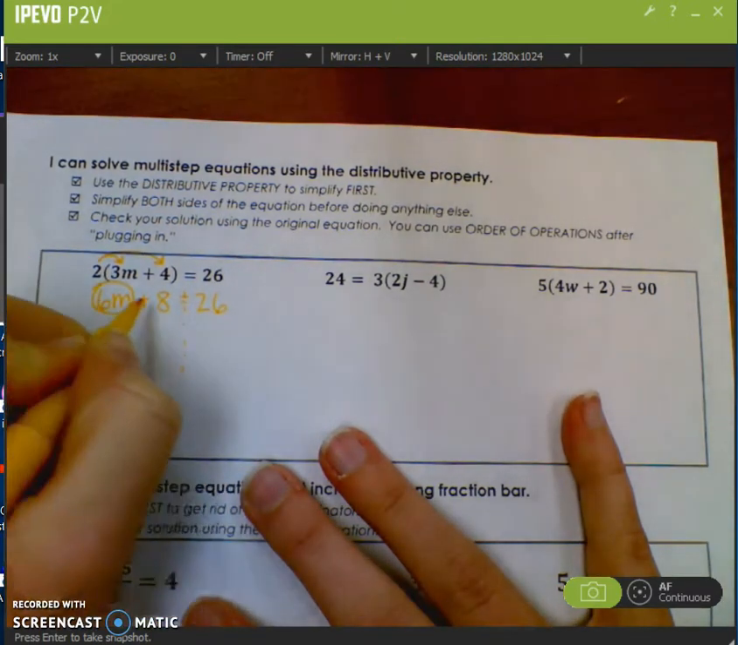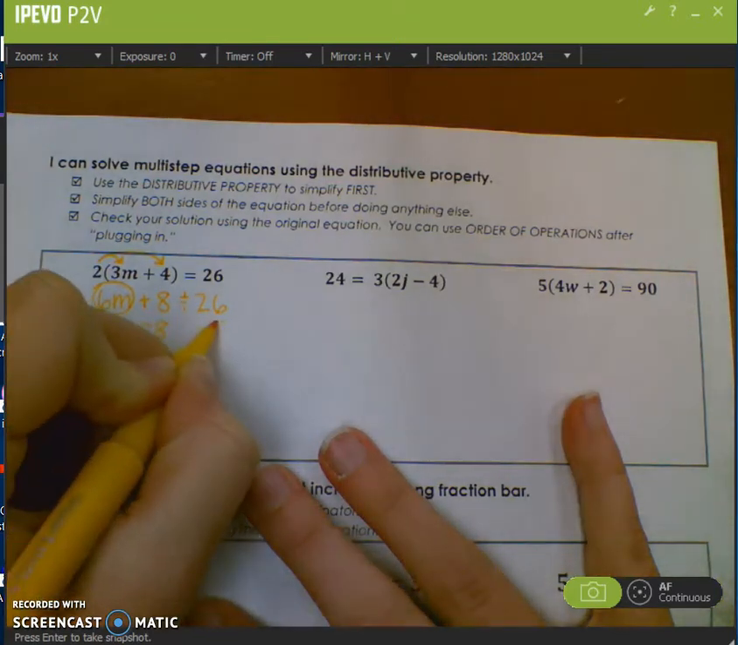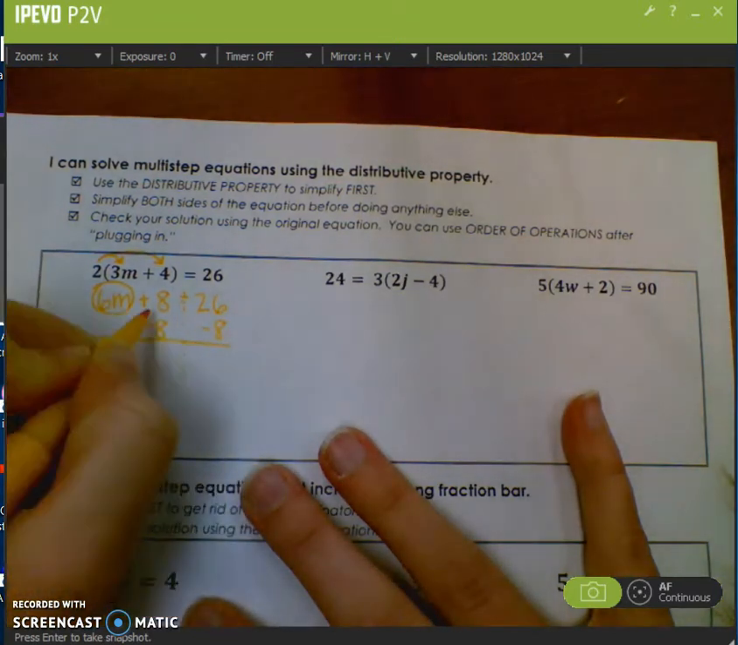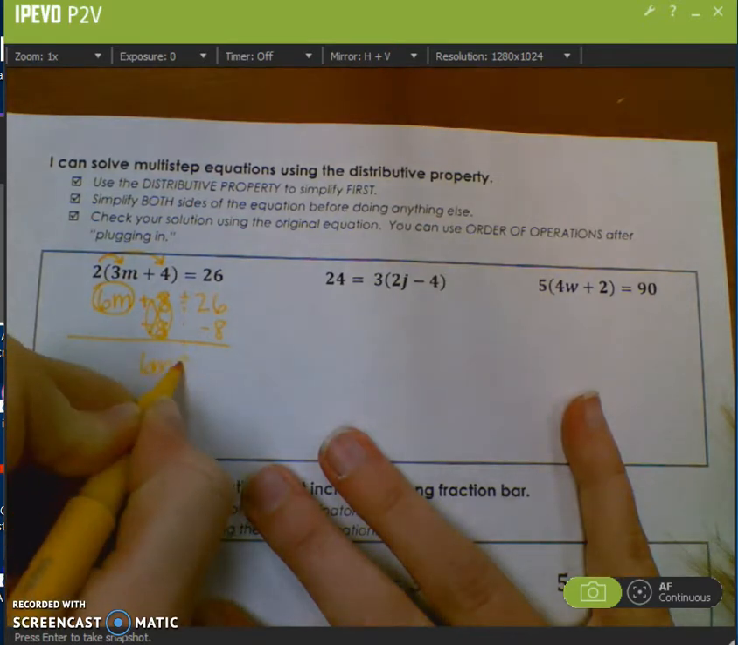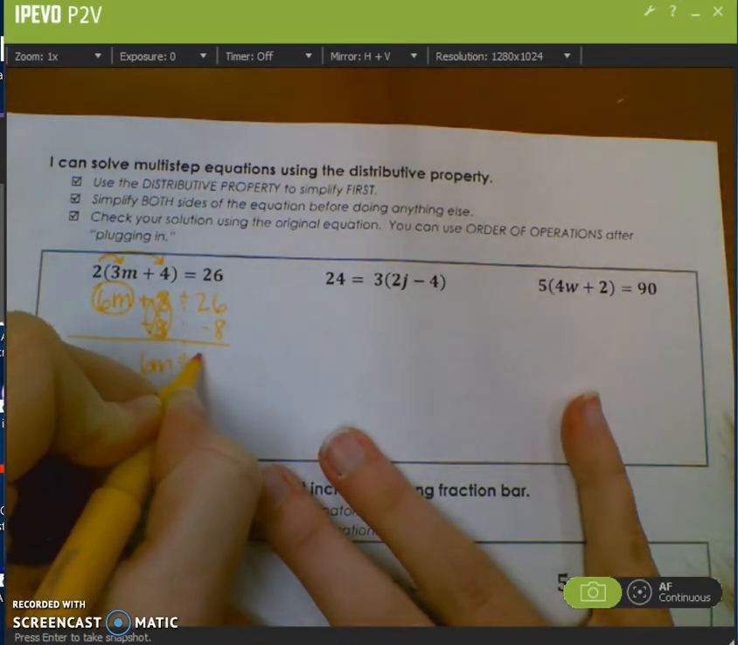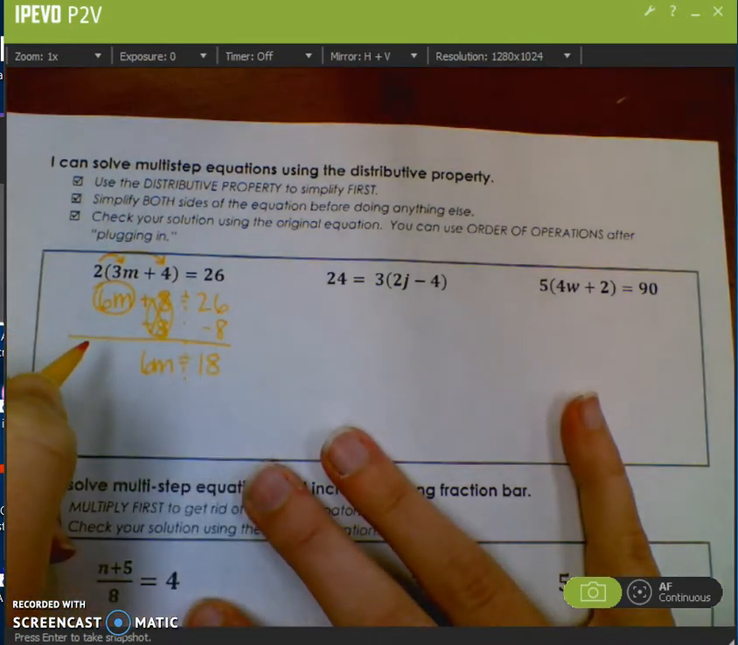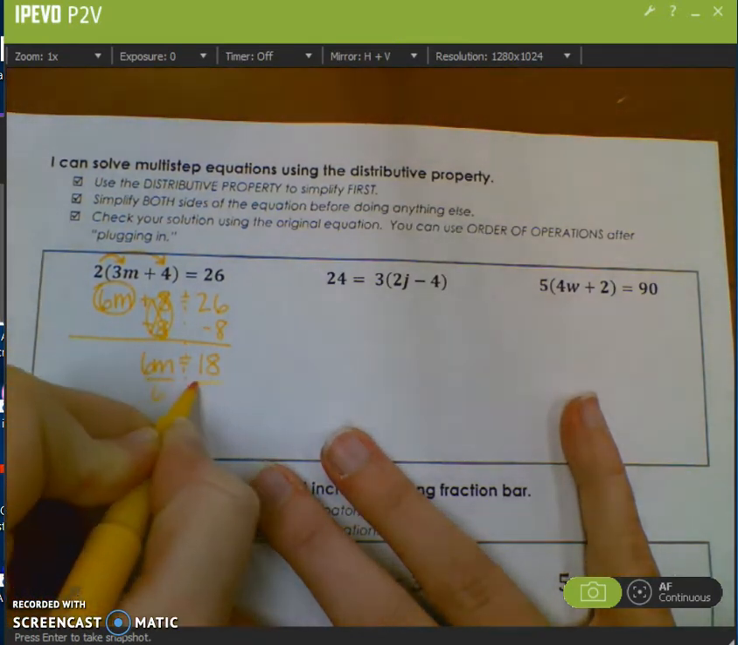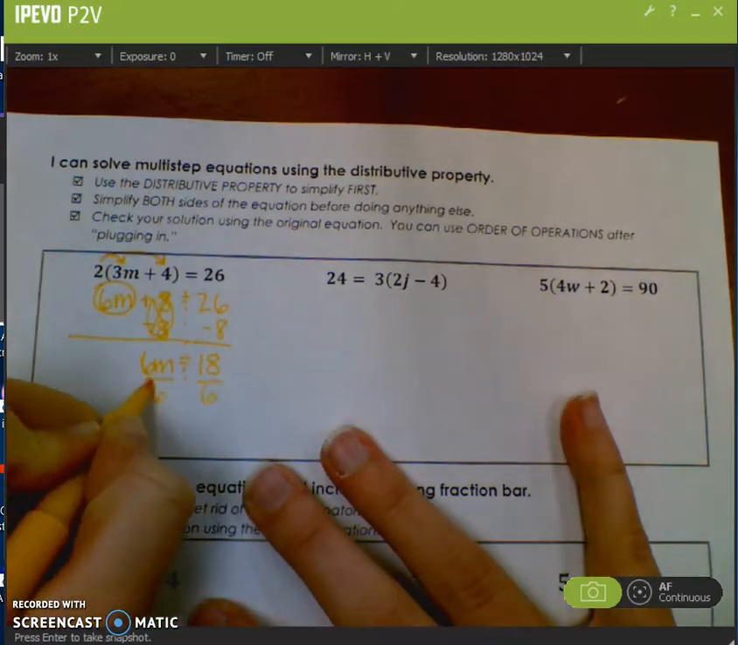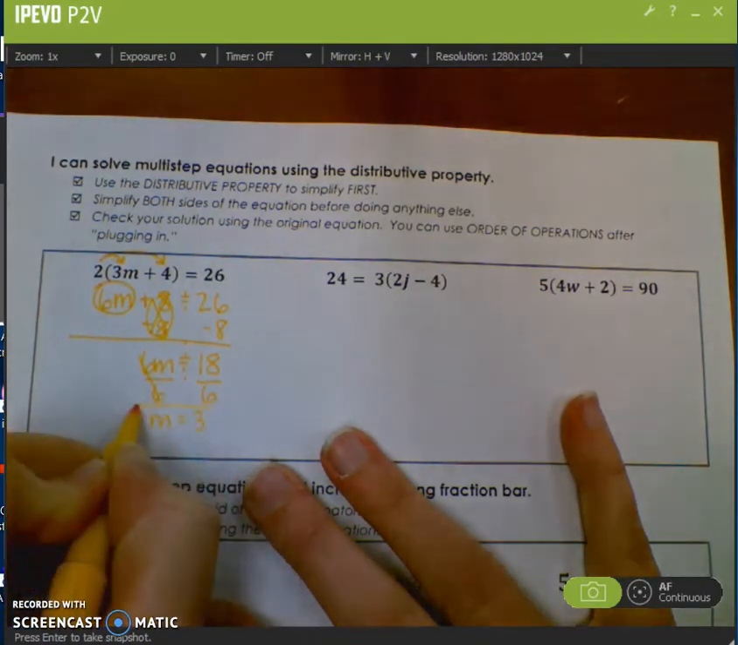So I'm going to isolate 6m by using the inverse of adding 8. The inverse is subtracting 8, and I do that to both sides. 8 minus 8 cancels each other out, and I bring down my 6m. That's equal to 18, because 26 minus 8 is 18. And then the inverse of multiplying by 6 is dividing by 6. I'm going to completely isolate my variable now and divide both sides by 6, and I get m equals 3.